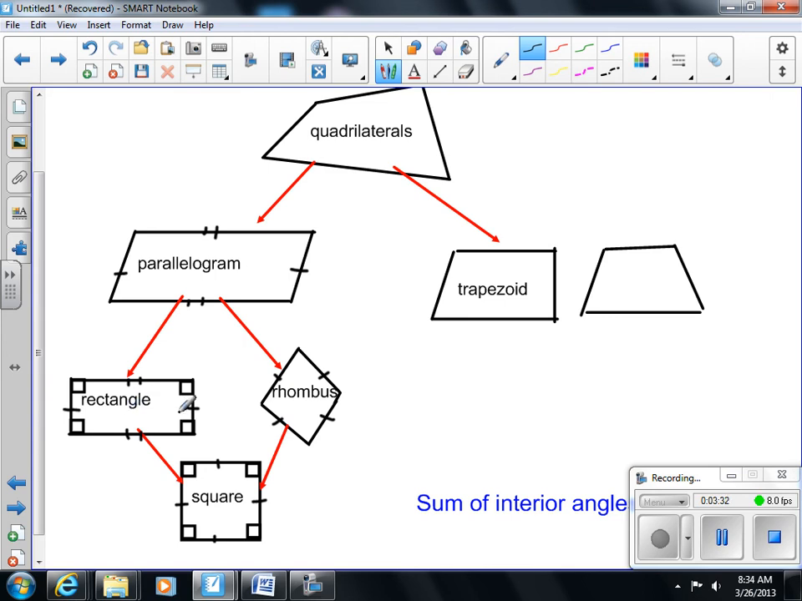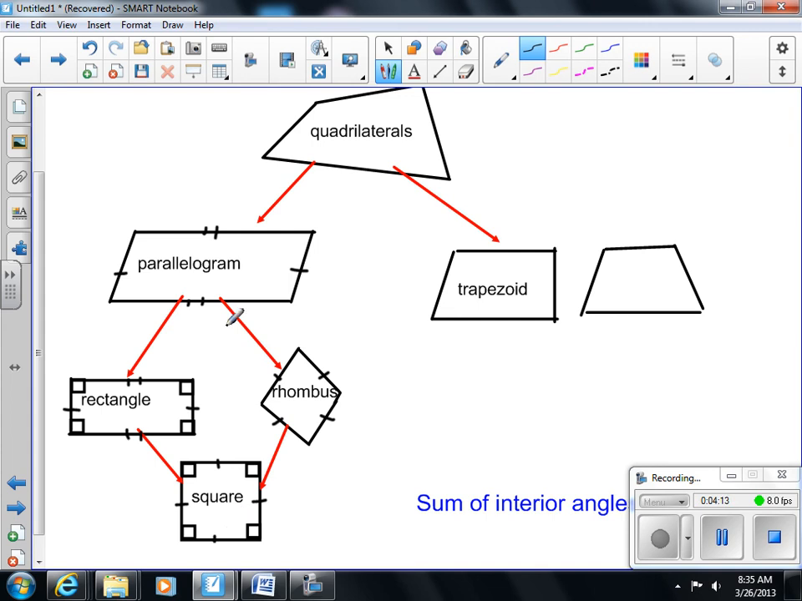But are all rectangles squares? No. Okay, let's go back up and look on this side. Are all squares rhombuses? Well, the definition of a rhombus is you have four congruent sides. Do squares have four congruent sides? Yes. Okay, so a square is considered a rhombus, but is a rhombus considered a square? No. It is not, because it does not have four right angles. So what I'm trying to get you to see is that you can work your way up. Anything down here belongs in the kingdom above it, but you can't go down.